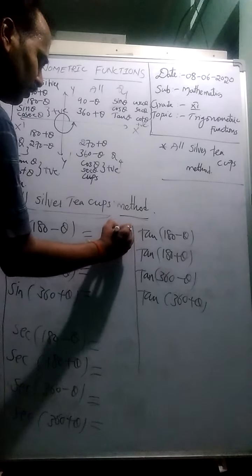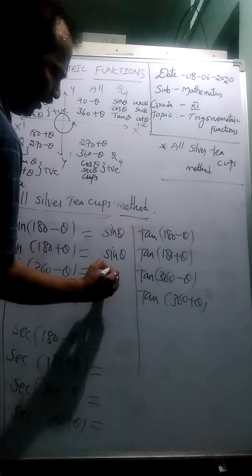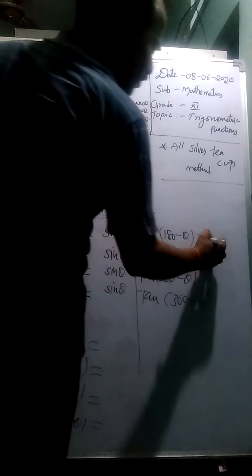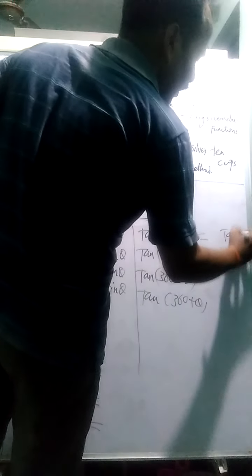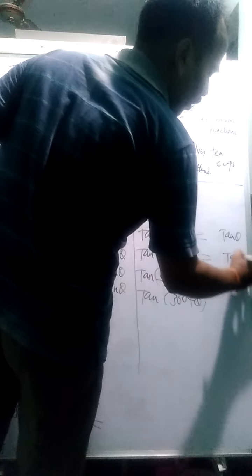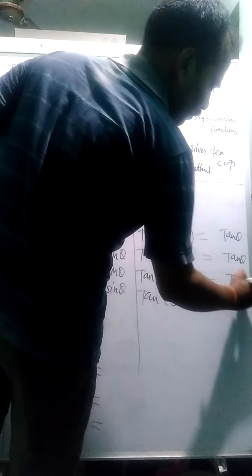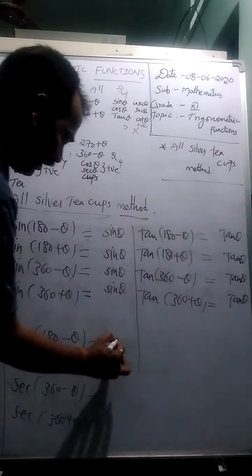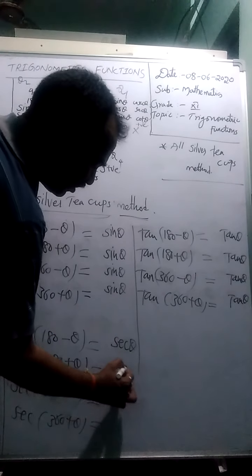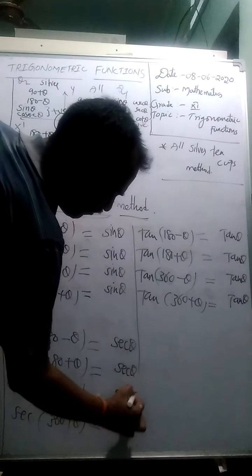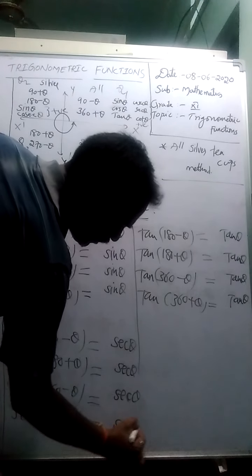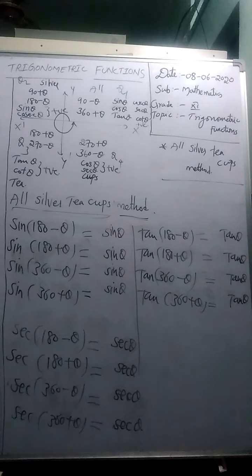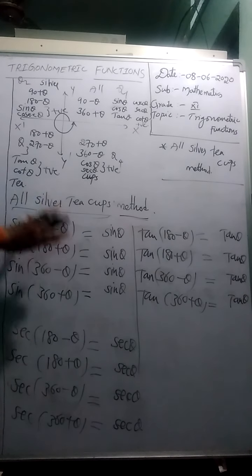Sin will be sin, cos will be cos, tan will be tan, secant will be secant, cosecant will be cosecant. It means there is no change in the trigonometric ratio when it is an even multiple of 90, as we discussed earlier. But if it is an odd multiple, it affects sin as cos, cos as sin, tan as cot, cot as tan, secant as cosecant, cosecant as secant. But in this case, no change.